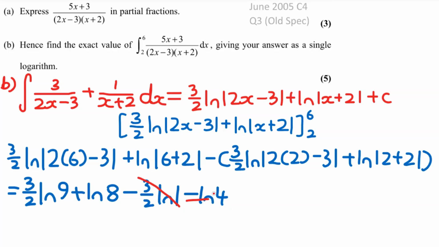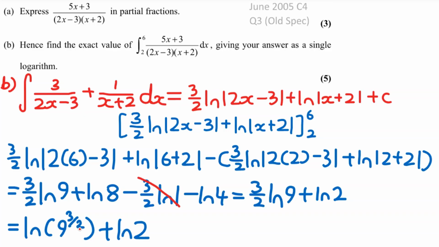Remember, when you minus natural logs, it divides the things inside the natural log, so it's going to be 8 divided by 4. So this is going to become the natural log of 2. We have these two natural logs added together, but remember, when we want to add natural logs together, we need the coefficients to be the same. And here we have this coefficient of 3 over 2. So what we're going to do is take this inside the natural log as a power, so it becomes the natural log of 9 to the power of 3 over 2 like this here.